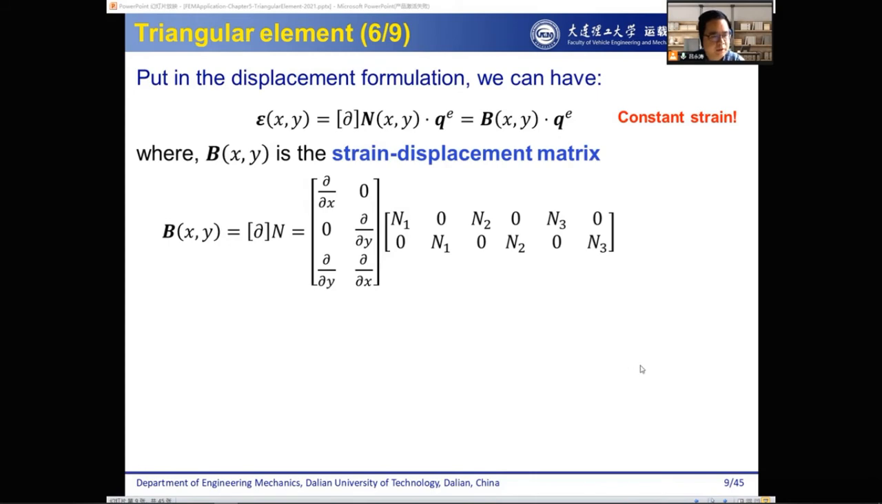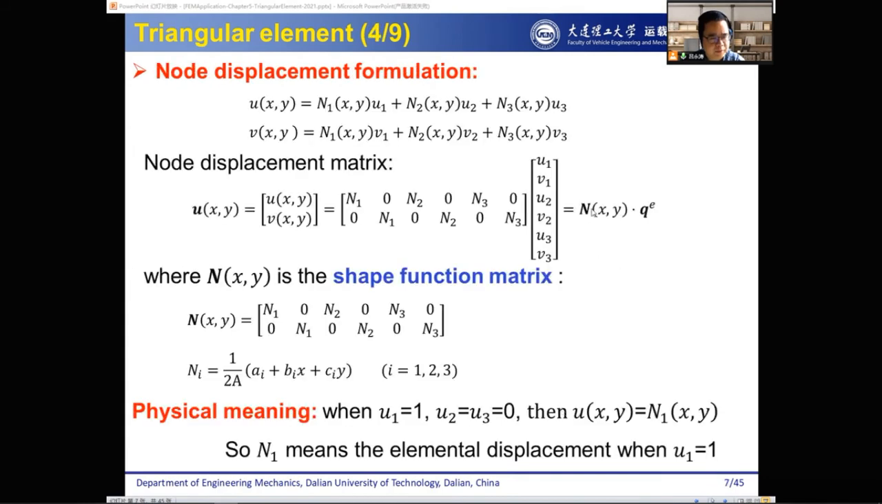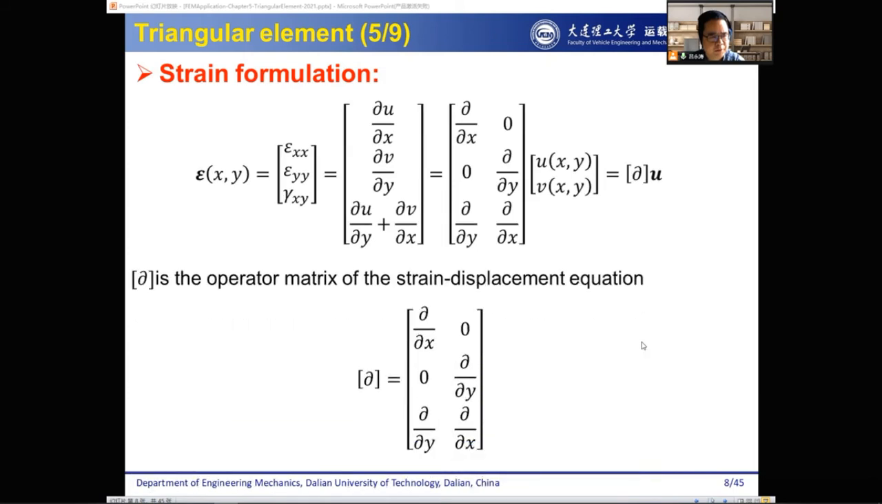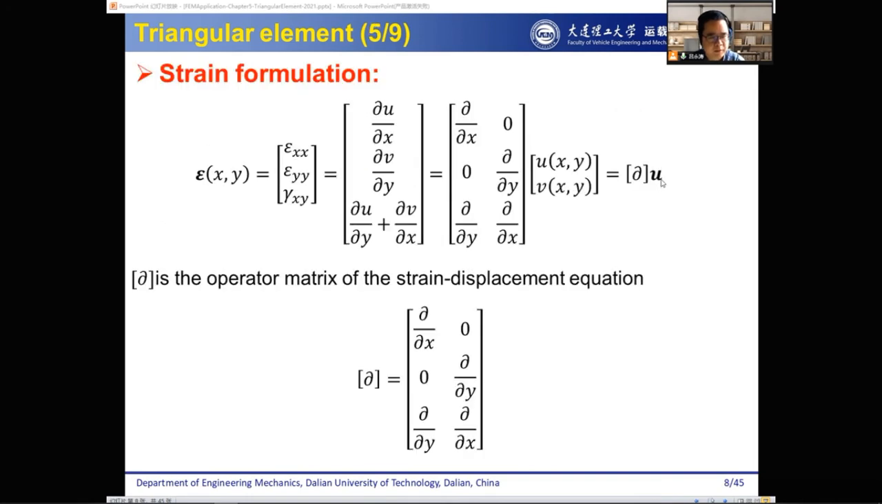Continue. Then we put in the displacement formulation, which means we have the displacement in terms of the shape function and the node displacement vector. Then we introduce this formulation into the geometric equation here. So we have the displacement.